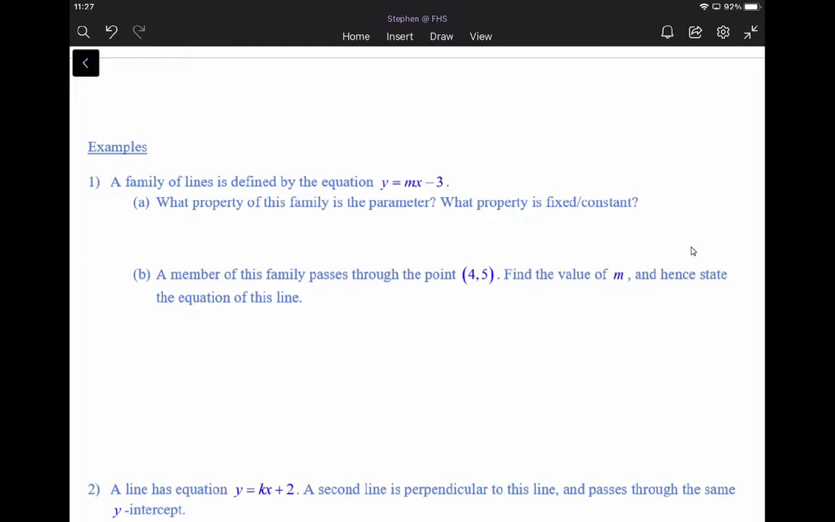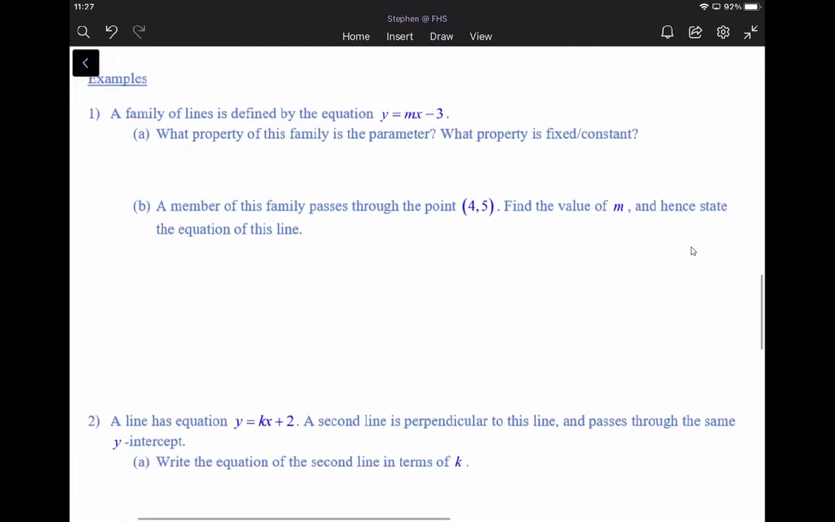So let's look at the first example. A family of lines is defined by the equation y equals mx minus 3. So part A says, what property of this family is the parameter and what property is fixed? So the best way to do a question like this is identify what you know about the line. This is in y equals mx plus c form, and that's why we know that the gradient is m and the y-intercept is -3.